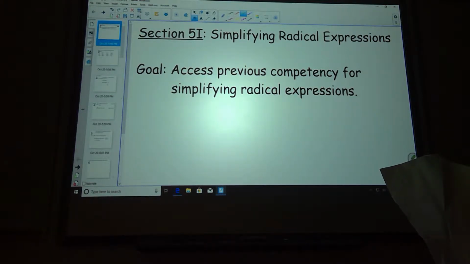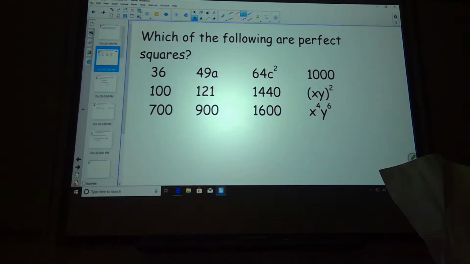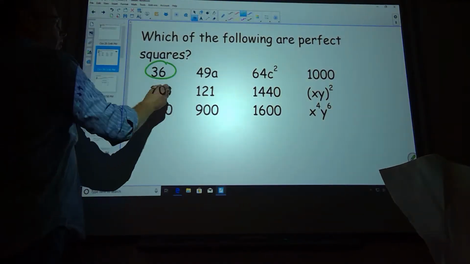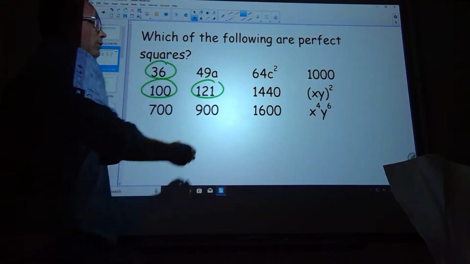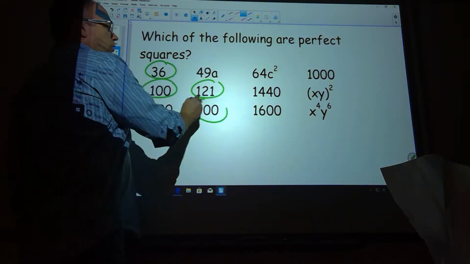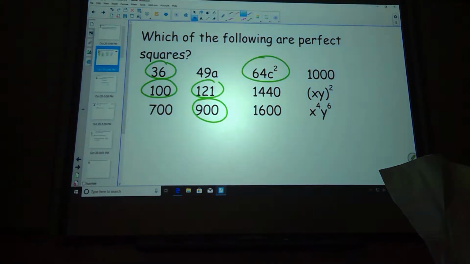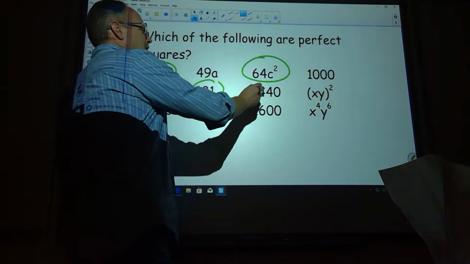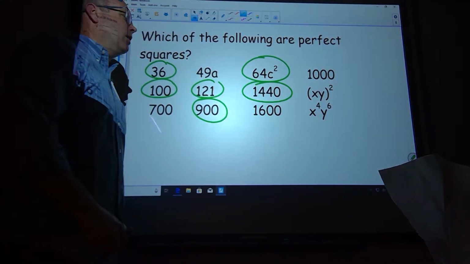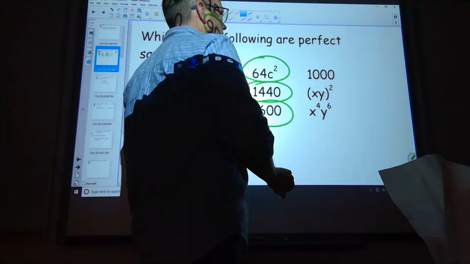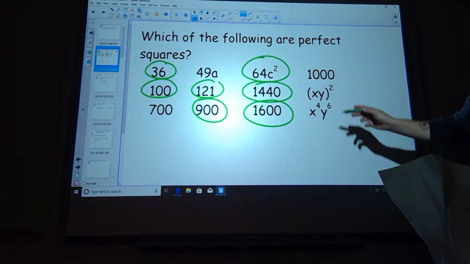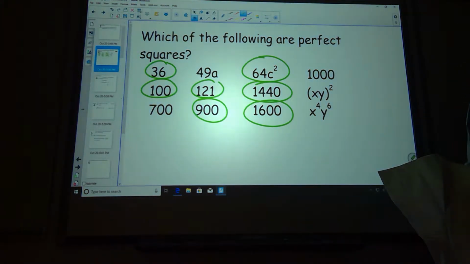I think I have an okay way of doing this. You do need to be able to identify what are perfect squares. So 36 is, 100 is, 121 is the same thing as 11 times 11. 900 is 30 times 30. 64c squared is a perfect square because 8c times 8c is 64c squared. Square root of 1440, I'm going to say yes. I can't do it in my head right now, but I think it's a perfect square. Someone double check for me. 1600 is a perfect square. And 1000 is not, because 1000 is 10 times 10 times 10. 10,000 is.